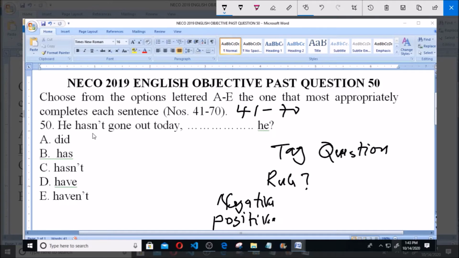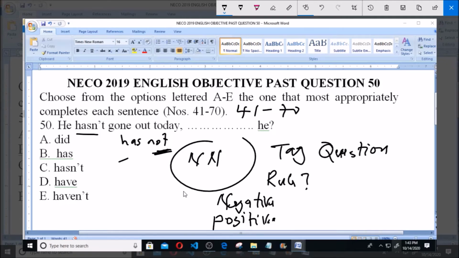He hasn't. That is, hasn't here is a contraction of what? Has not. So we can say he has not gone out today, dash E. He has not. So not is a negative word. It's a negative. And remember that we also have what we call n't in English expression. So he hasn't gone out today, dash E.